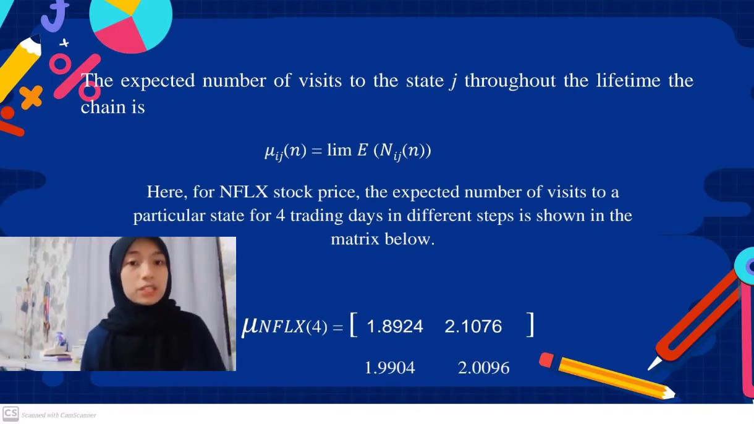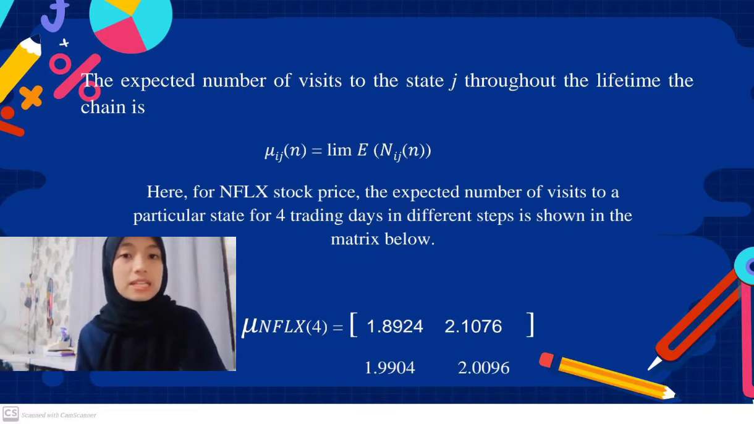The matrix shows that if the Netflix stock price starts from the increasing state, the expected number of visits to the increasing state out of 4 trading days is 2.1076 and to the decreasing state is 1.8924. If the Netflix stock price starts from the decreasing state, the expected number of visits to the increasing state is 2.0096, and to the decreasing state is 1.9904.